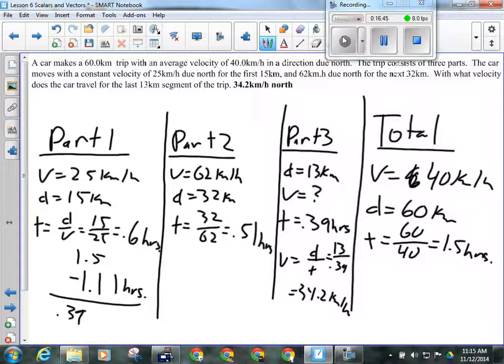I did 34.2 kilometers per hour. It says velocity, but it should just be speed. I forgot to take the north off of the answer here. If this was supposed to be all speed, then there shouldn't have been any directions on there.